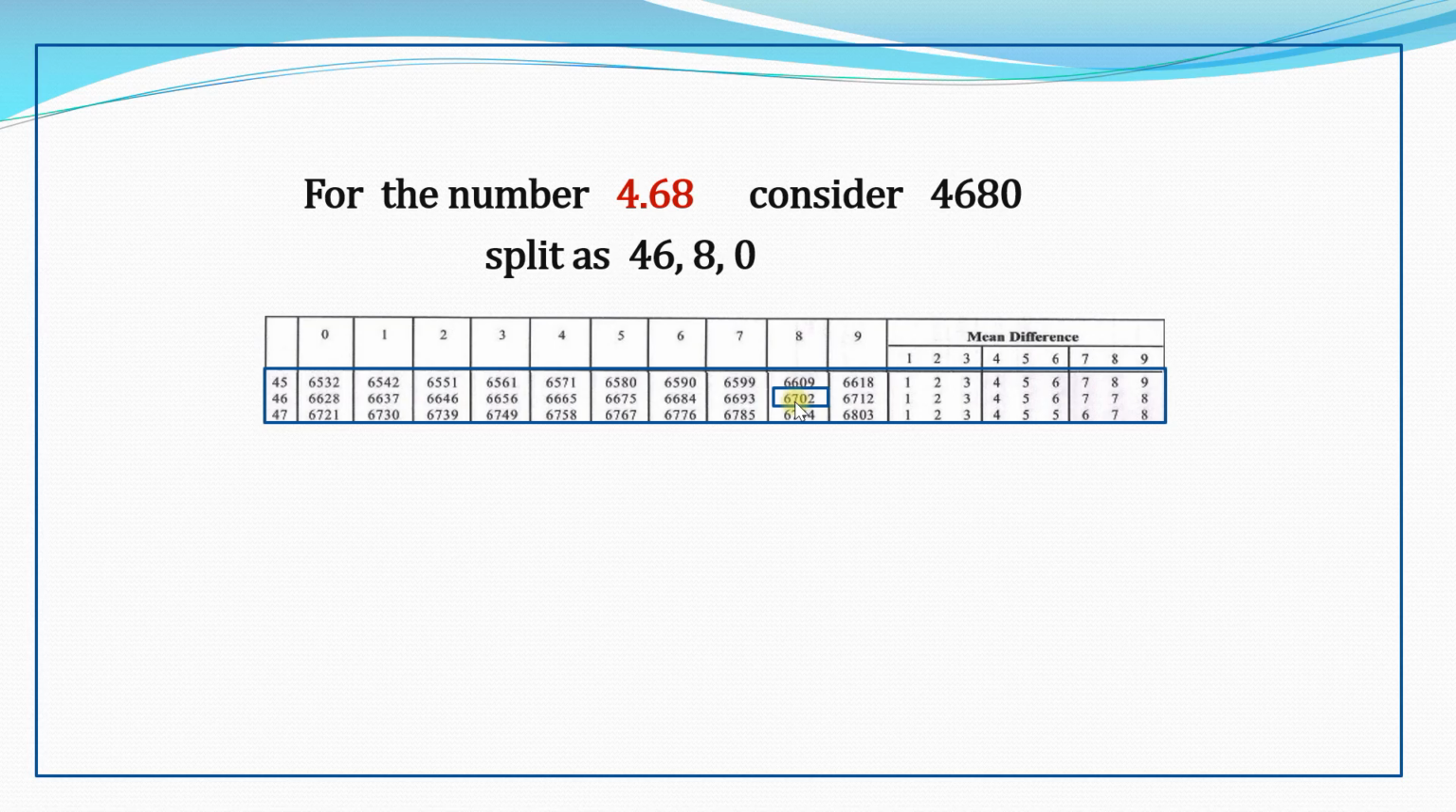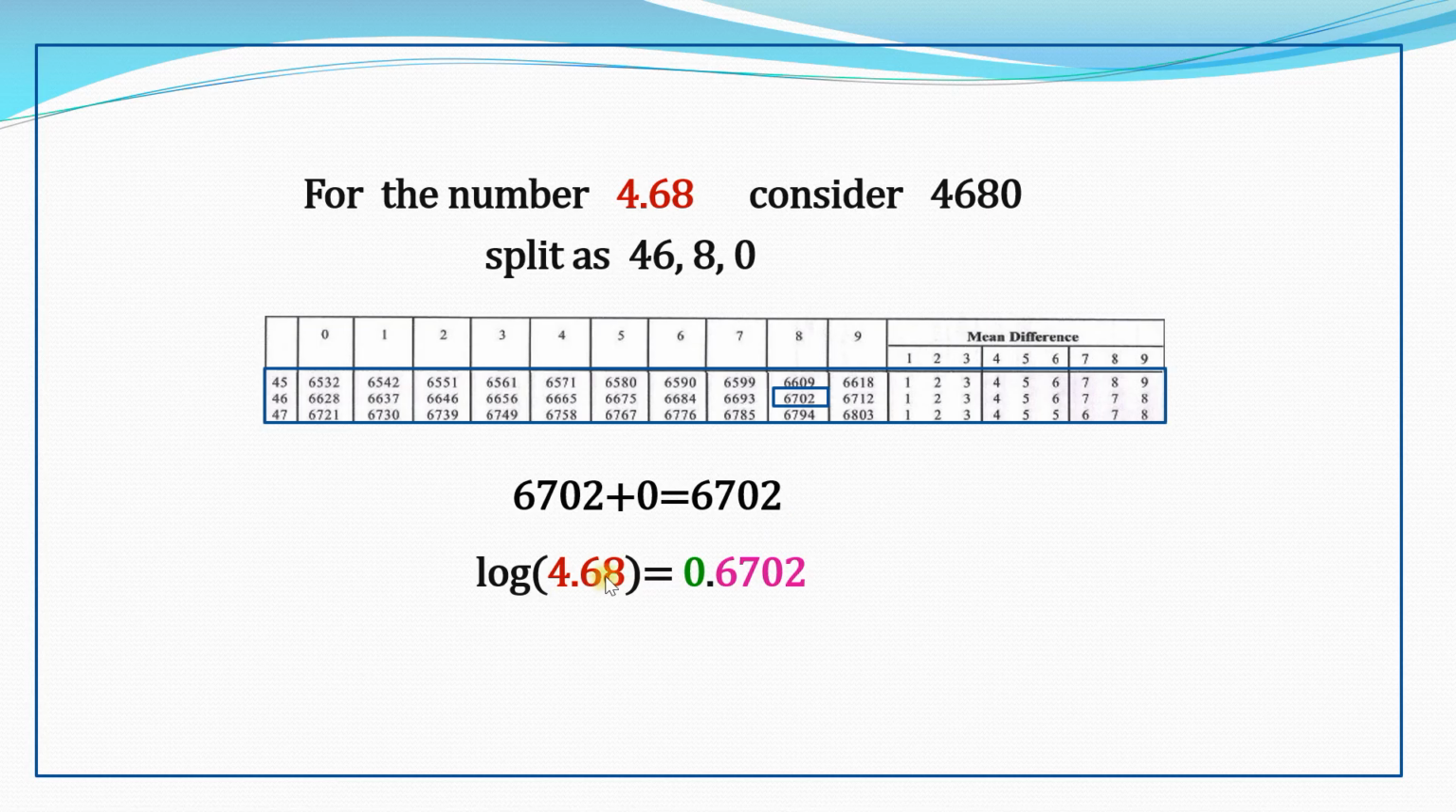So you have 6702 and there is no mean difference column 0. So what you'll get is 6702 plus 0, which is 6702. For the log of 4.68, this number is greater than 1, so for the characteristic you have to count the number of digits in the integral part. So 1 minus 1, 0 is the characteristic, and then the mantissa is 6702. So 0.6702 is the log of this number.